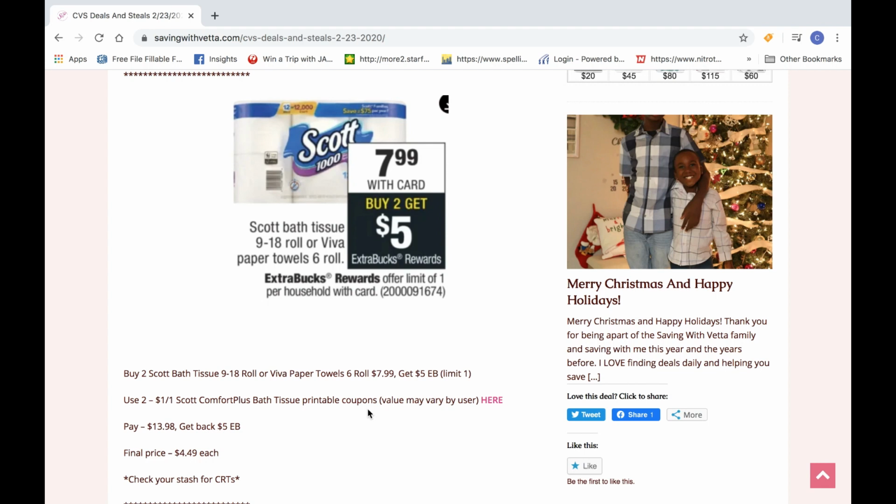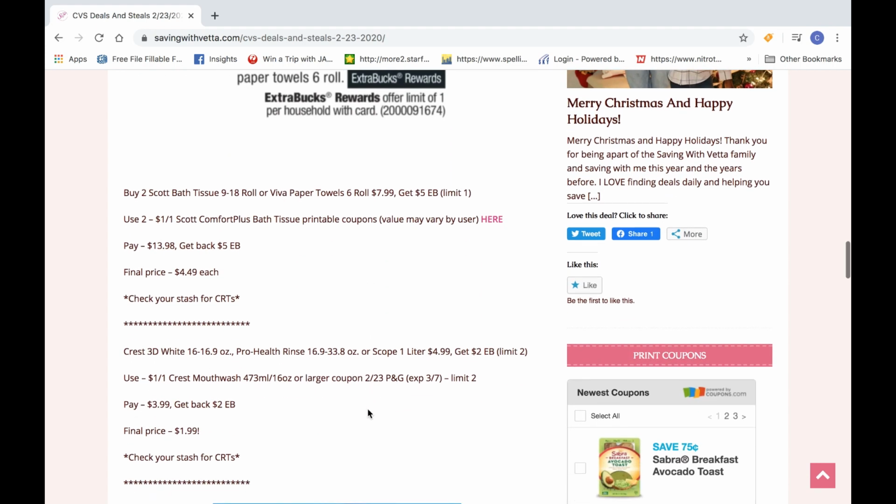All right, so you're going to use two of those printable coupons. Pay $13.98, get $5 back, making these $4.49 each. And we did get a CRT one of these weeks that you could pair with this, so definitely check your stash to see if you have that, if you haven't used it yet.